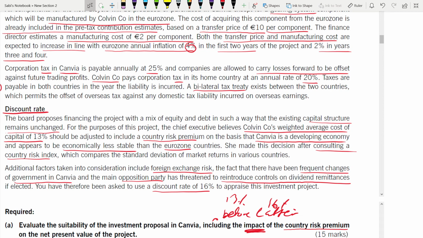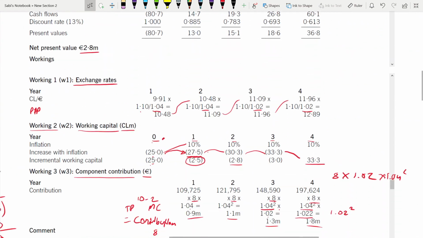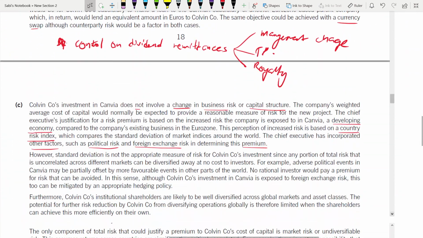So yeah, political risk is there, and foreign exchange risk they have also taken. These two factors they have taken into account. Now coming to the next paragraph.